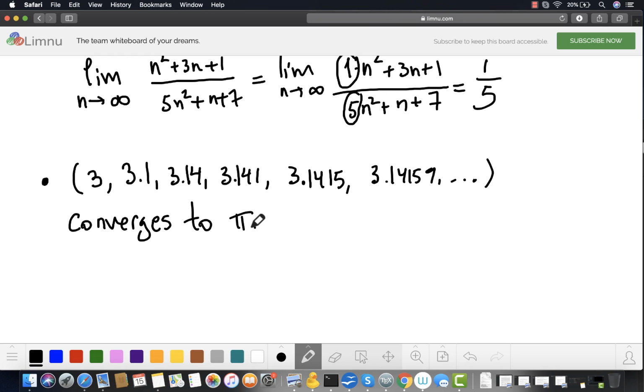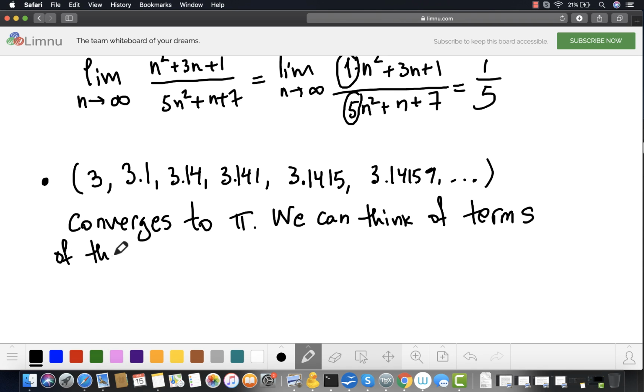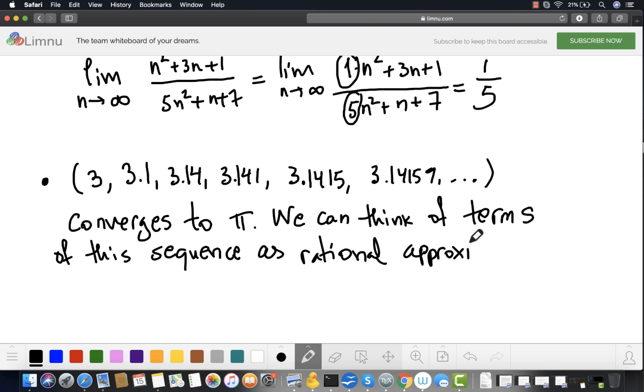This converges to pi. So basically we can think of the terms of the sequence as rational approximations of pi. Because they're rational numbers with n decimal digits, they get closer and closer to the number pi as n gets bigger and bigger.